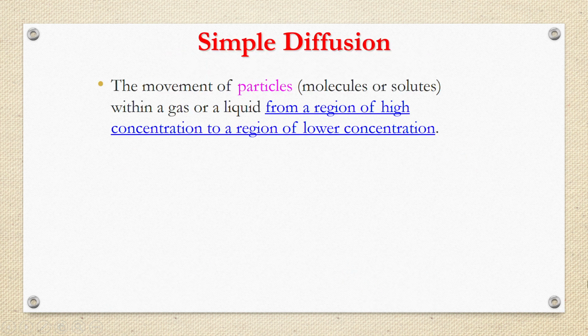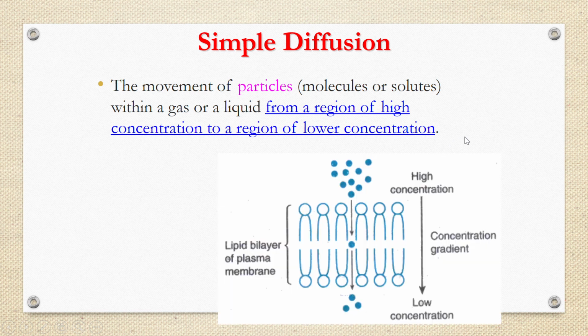So let's look at the simplest one, the first one under passive transport, and that is simple diffusion. This involves the movement of particles, the molecules or the solutes within a gas or a liquid from a region of high concentration to a region of lower concentration. Okay, as simple as this.